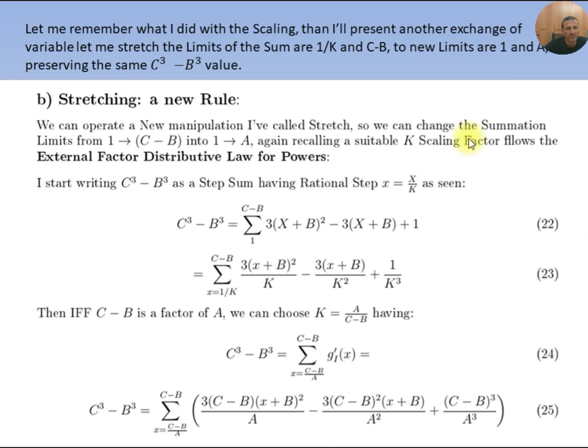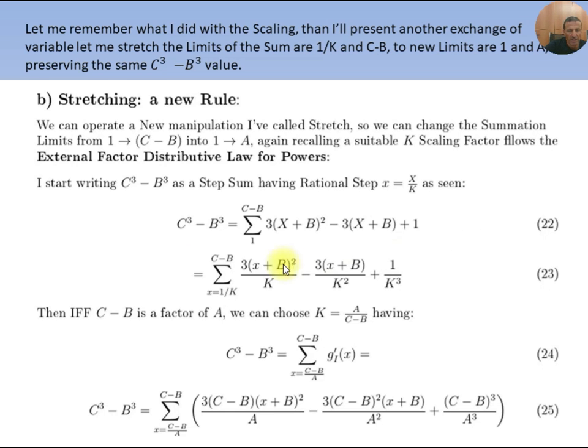So let me remember what I did here with the scaling. The property of the k invariance is called scaling, and then I present the other exchange of variable. Let me stretch: the limits of the sum are 1 over k and c minus b, and the new limits are 1 and a, having the same c cube minus b cube result for the sum. So the first part is scaling, the second one is the stretching.